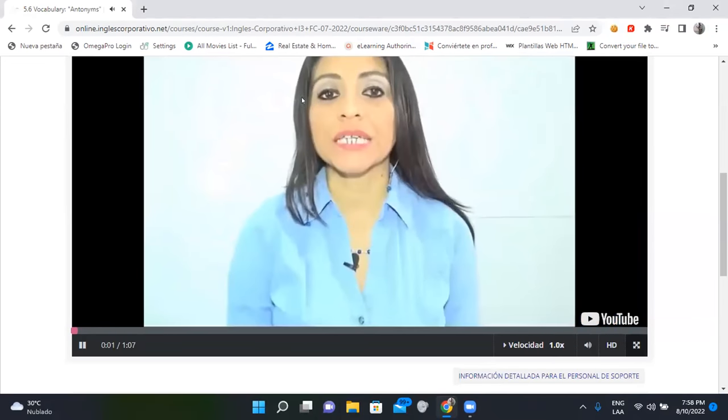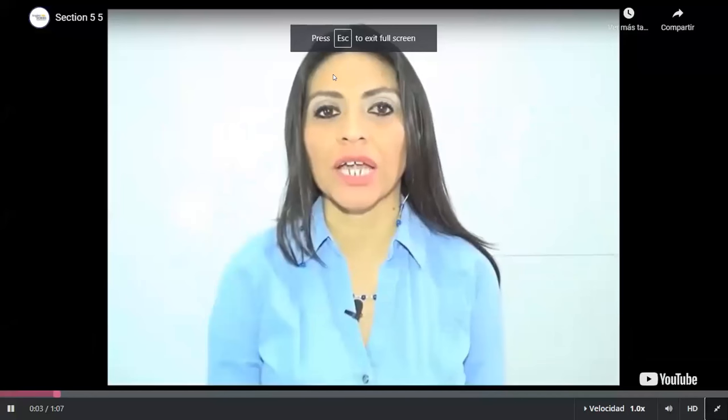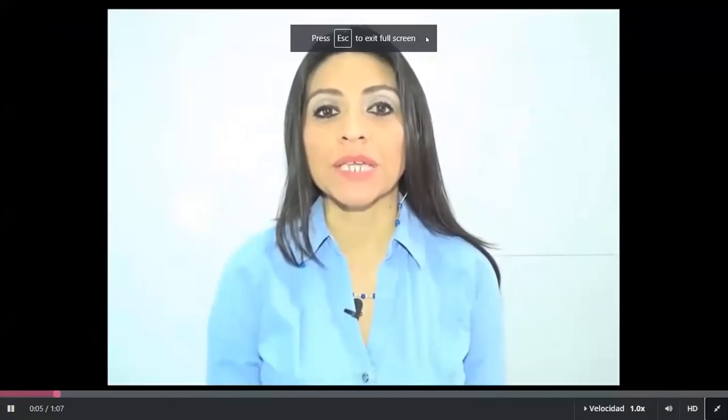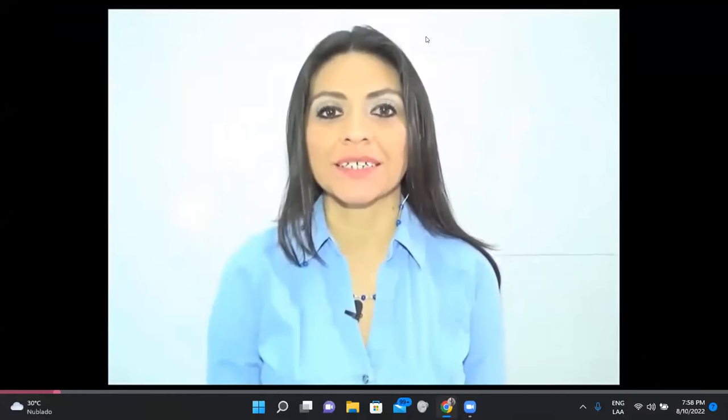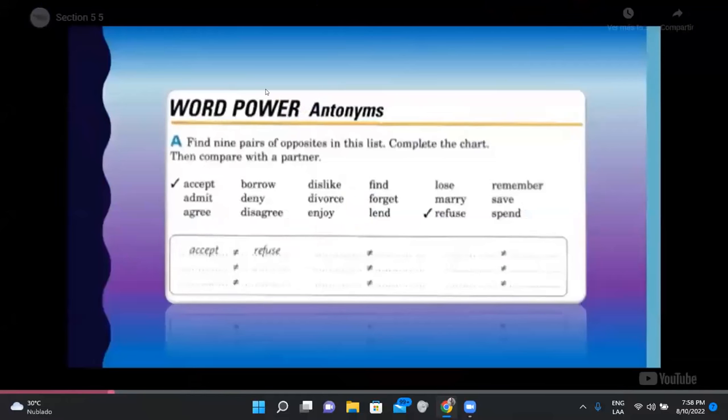To know about antonyms and synonyms helps increase your vocabulary. Take a look at the following antonyms and find their opposites. Listen carefully and repeat.